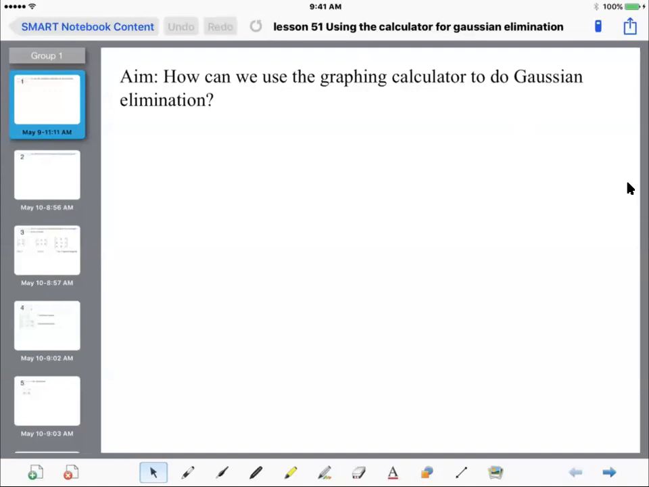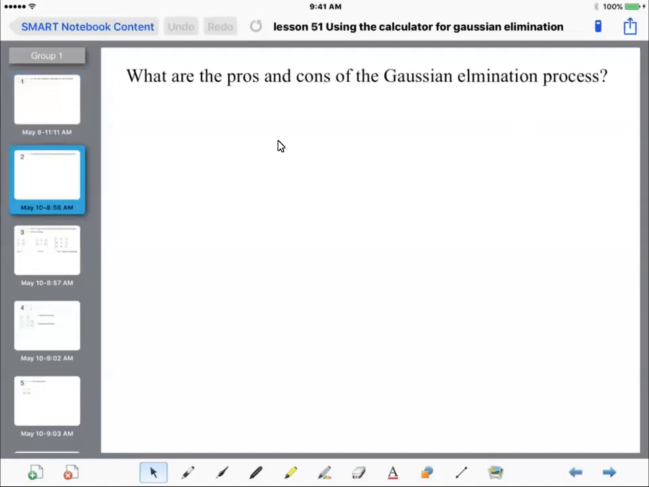We're going to see today how there's a shortcut for the big process that we did on Friday, the Gaussian elimination. With the graphing calculator, we can do that process. But first, I want to ponder this question. I want you to ponder it. That process we learned on Friday, Gaussian elimination.